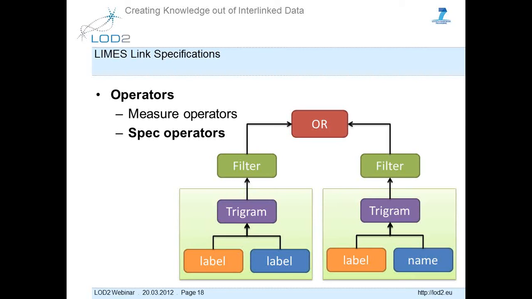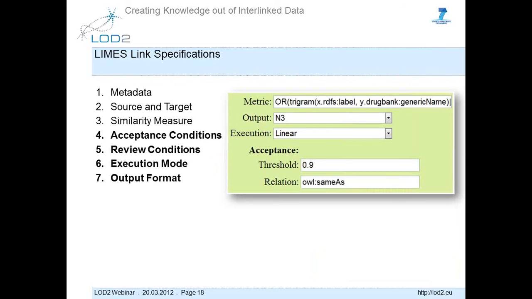We also provide so-called specification operators. Specification operators, instead of operating on measures, operate on whole specifications. So you can combine the results of several specifications. The difference between the measure and specification operators is also that specification operators allow you to specify filters for filtering the results of different specifications and then merging them. For example, if you had a first specification that was trigrams on labels from the source and labels from the target, and a second specification that was trigrams from label and names, you could then apply a filtering operator to the results of these specifications and then merge the results via operators such as OR and DIFF and the like, so set-theoretical operators. All right.